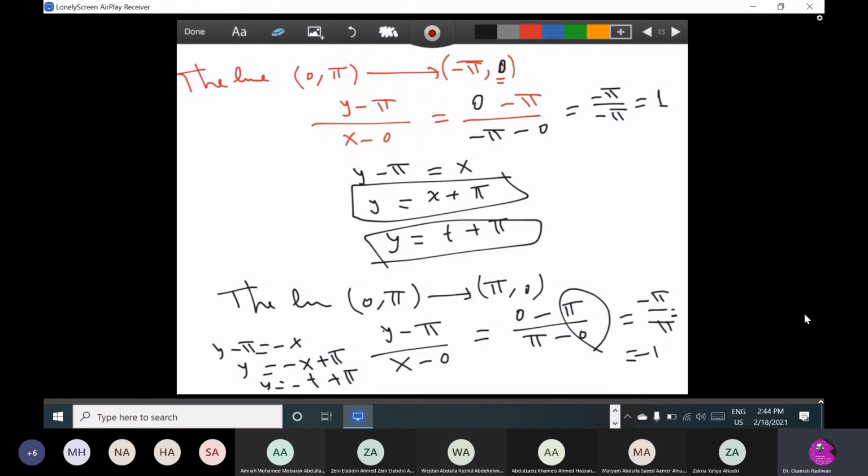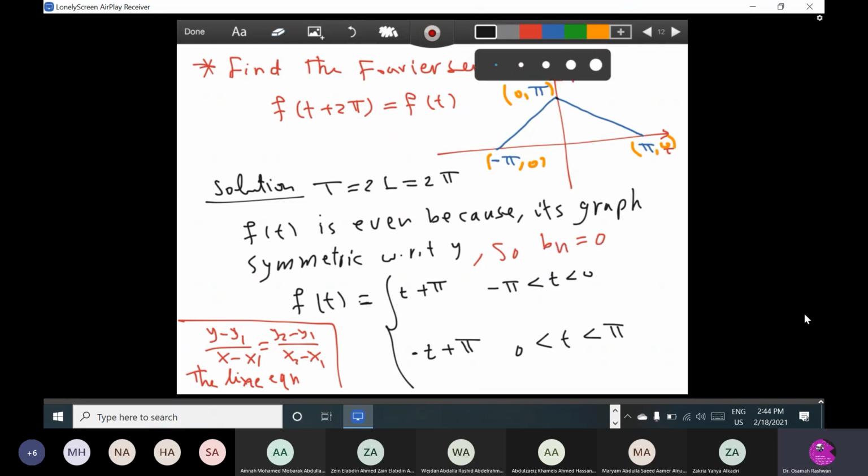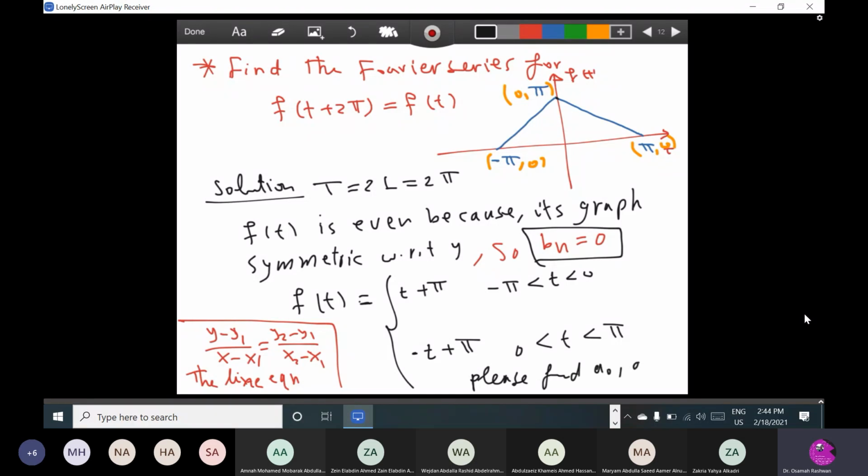Now we know our function. So we can go for the details. We are going to have only Bn. We know Bn is 0. So Bn is 0. We are going to have A naught and An. Can you complete the question, please? Please find A naught and An. I think I finished my duty.